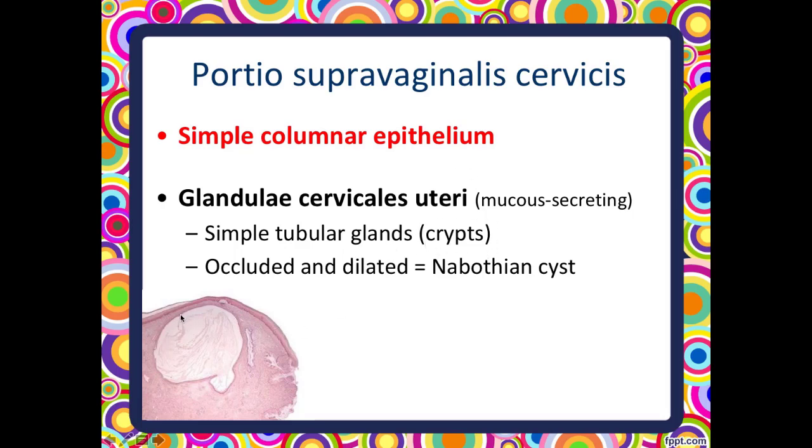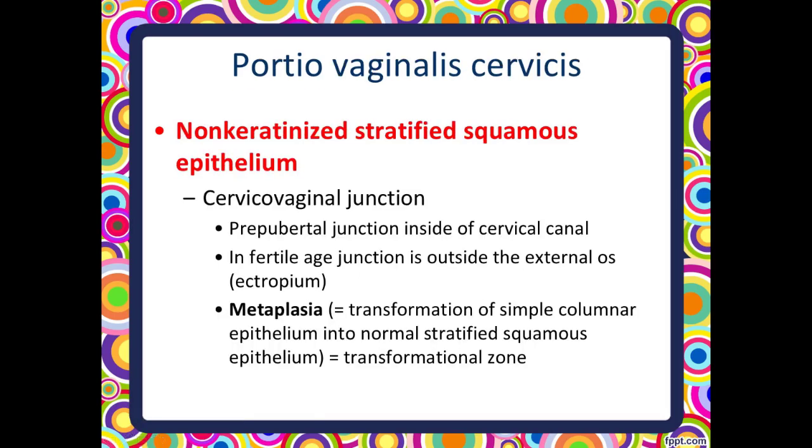When the crypt has an obliterated neck, the secretion starts to accumulate within, and the gland will be dilated, and it's called the Nabothian cyst. It's just for the clinical practice. The vaginal part of the uterus is covered by non-keratinized stratified squamous epithelium, and the borderline between the endocervical canal and the stratified squamous epithelium of the ectocervix is called the cervicovaginal junction.